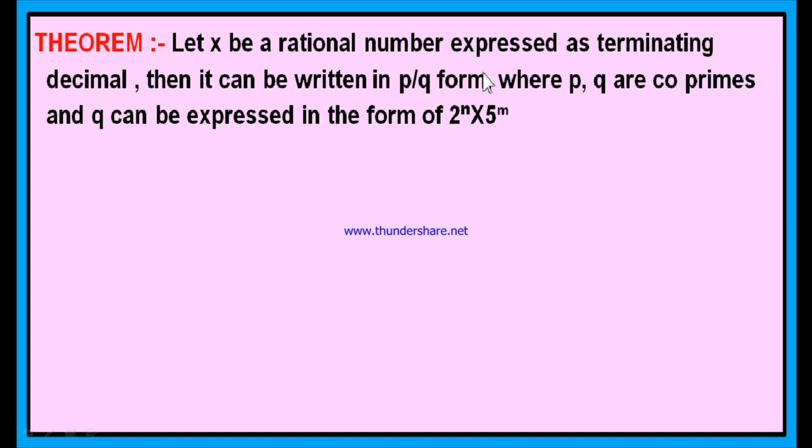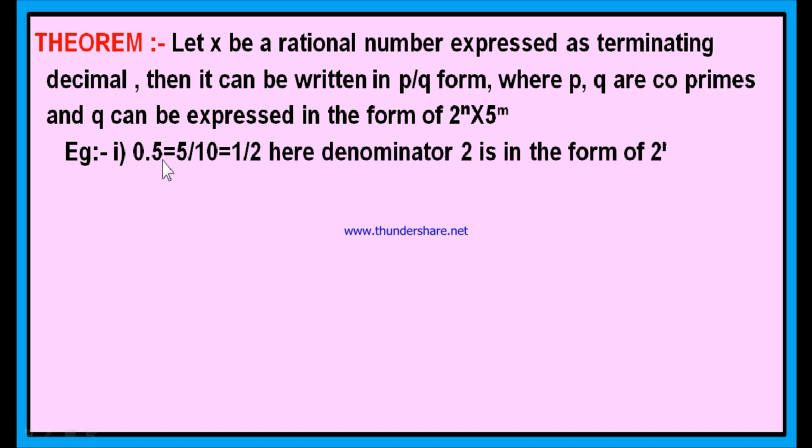Isn't it? You see here, if a rational number is given in the form of a terminating decimal and you convert it into p by q form, into a fraction form, this q, meaning the denominator, should be in the form of 2 power n into 5 power m. Look at this example, you can understand very easily now. Here is the example 0.5.